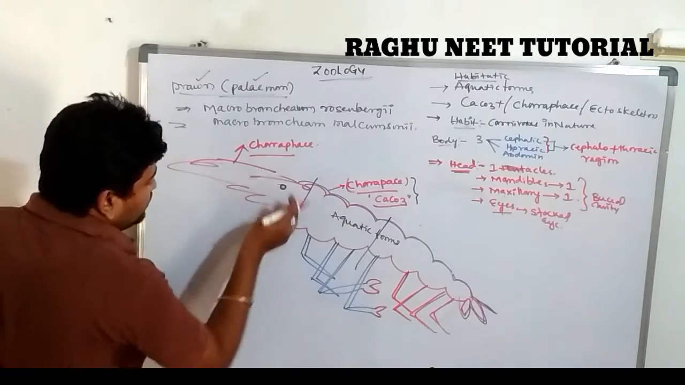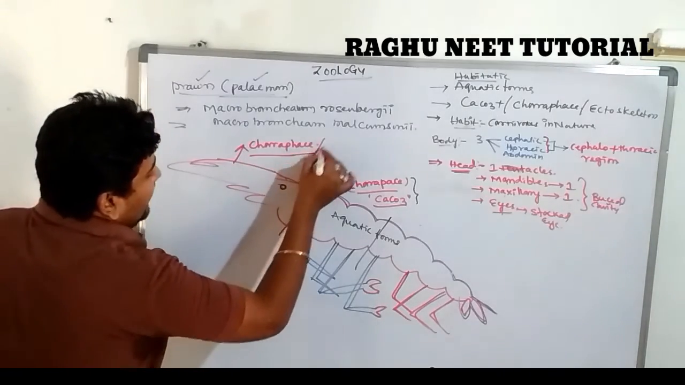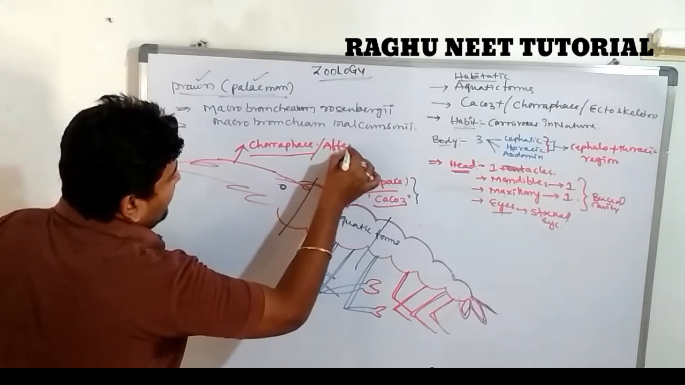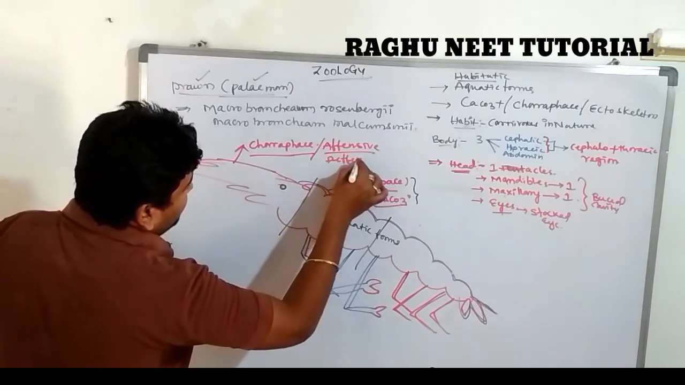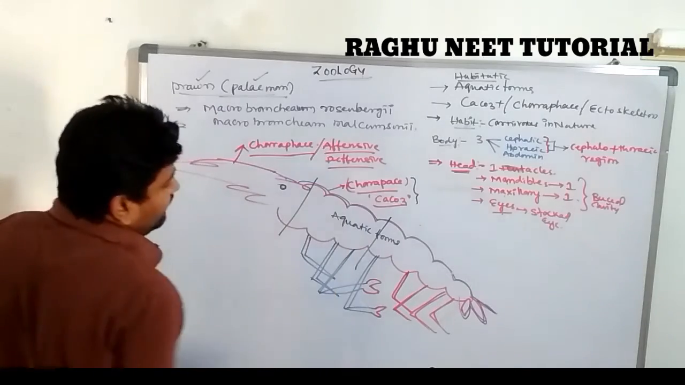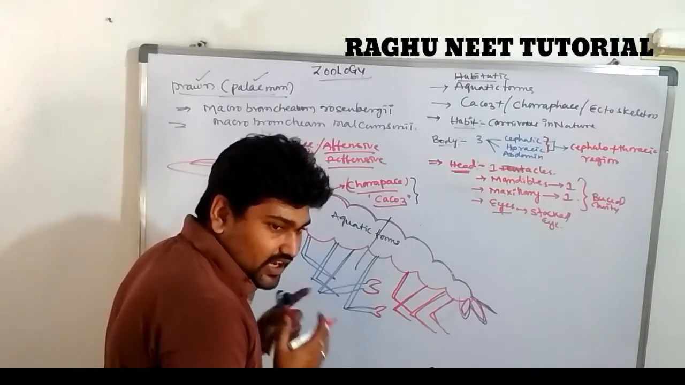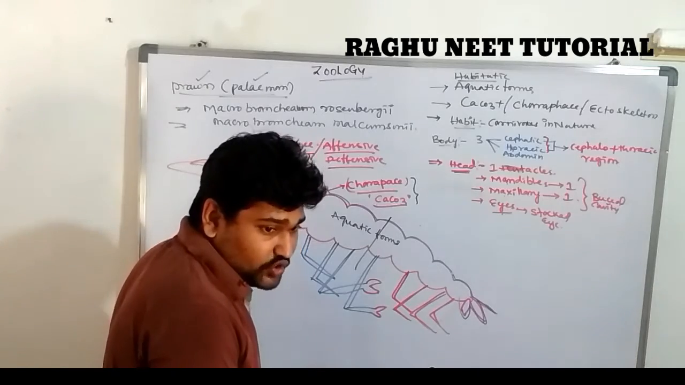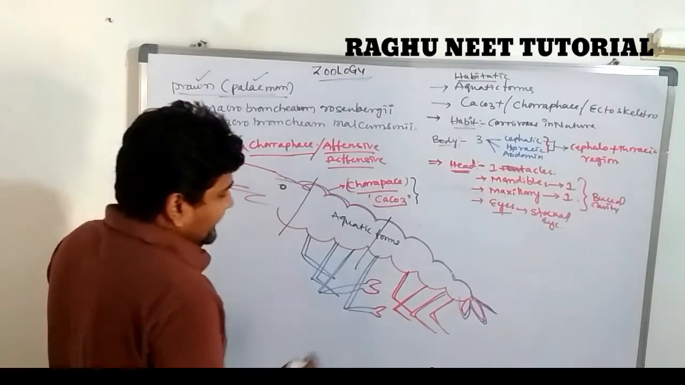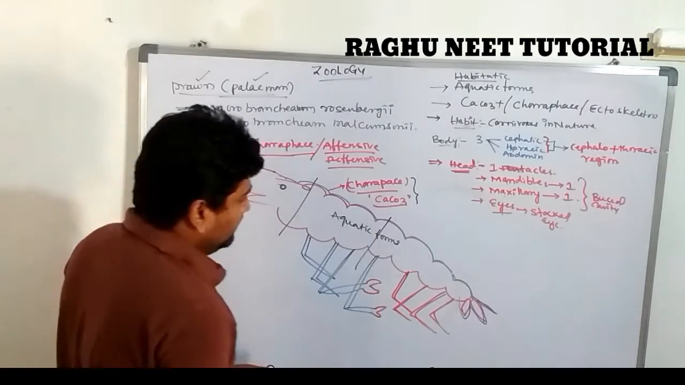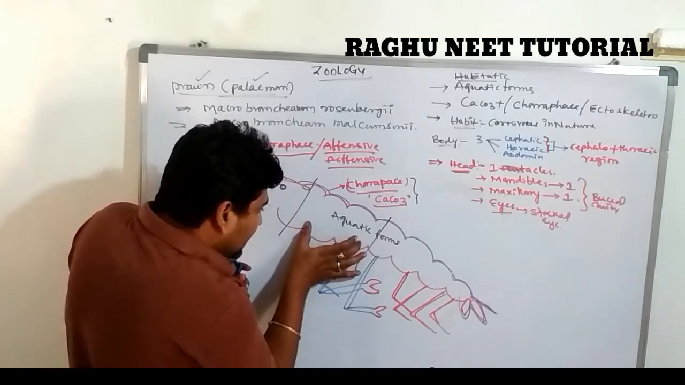So this pointed portion on the front of the head is useful for offensive and defensive mechanism. Note down offensive and defensive mechanism. It acts like an organ for offensive and defensive mechanism against predators. So the head is completed. Next one, the thoracic, cephalothoracic.